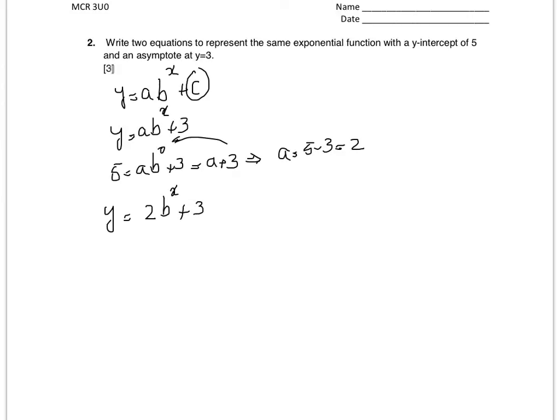Now, b is the base. b can be anything. Let's assume for this example b is 2. So the first form of the equation is 2 times 2 exponent x plus 3. Another form of the equation: remember that this 2 is exponent 1, so I can write this one as 2 exponent x plus 1 plus 3. This is the second form I can write. And you can see that these two forms look different, but they are exactly the same function.